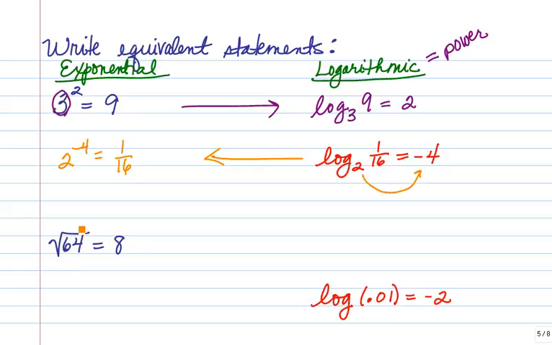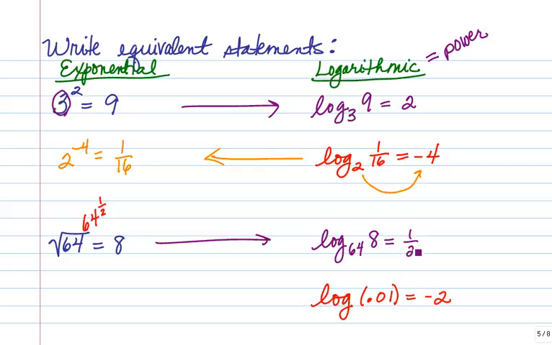What about the square root of 64 is equal to 8? Well, just recall that the square root of 64 is the same thing as 64 to the 1/2 power equals 8. So when we write that in terms of logarithms, we would have the log base what? What is our base? Yeah, our base is 64 of our result, which is 8, is equal to our power, which is 1/2.